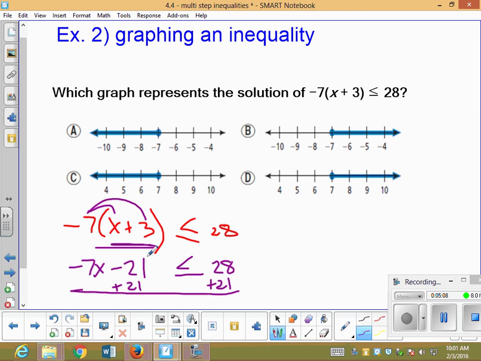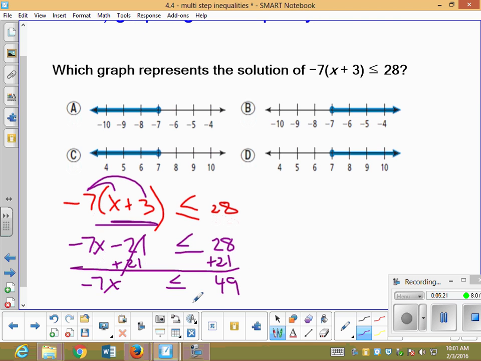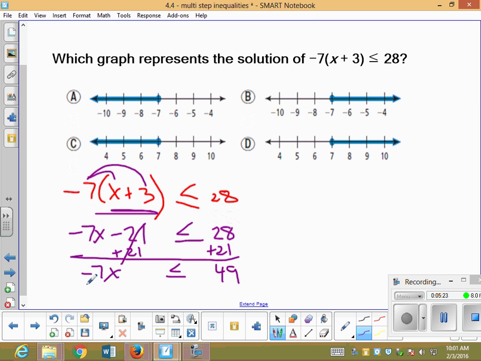Then I have here, this cancels. Then I have negative 7x is less than or equal to, and then 28 plus 21 is going to be 49. Then how do I get x by itself? Again, what's happening to x? It's being multiplied. Opposite of multiply is divide. So I'm going to divide both sides.